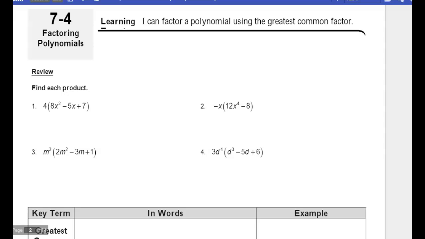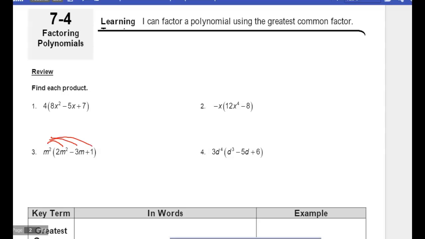All right, moving into 7.4. This is a new packet. Okay. So the greatest common factor is what we're going to be dealing with today. So if we review, it says find the product. So we're just going to do two of these.